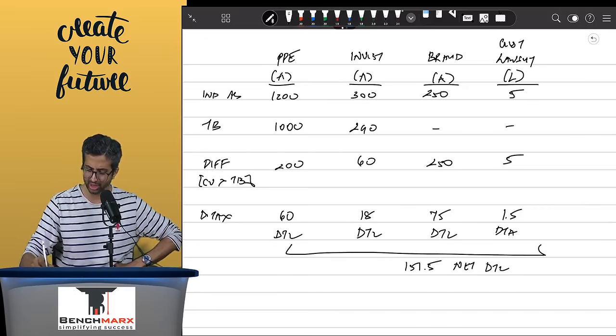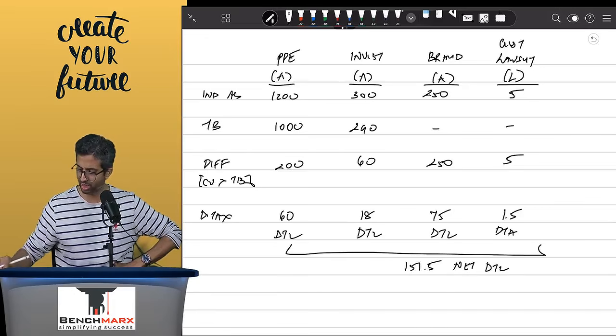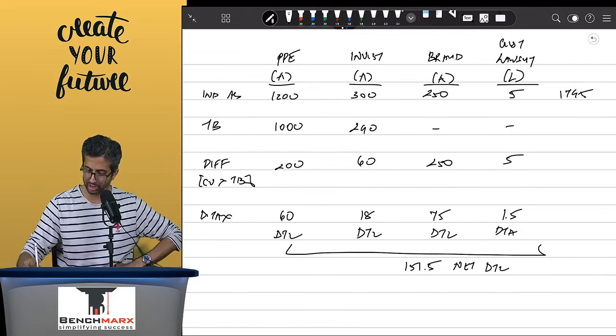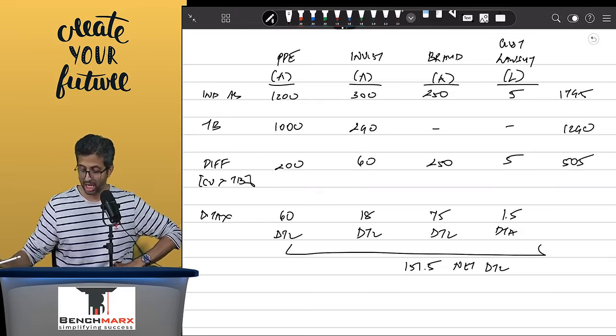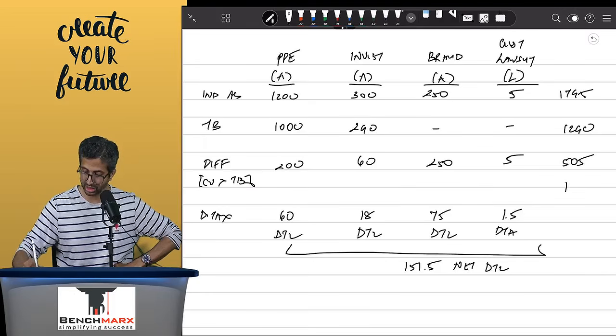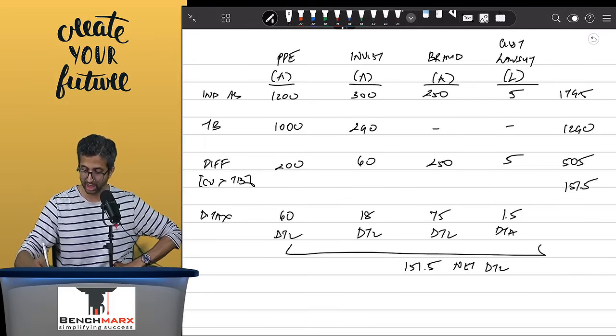They have said all assets minus liability, so that is 1200 plus 300 plus 250 minus 5, because it is a liability. So this is 1745, and this is 1240. The difference over here is probably 505, and 505 is where net assets are greater, into 30% will still give you 151.5, which is a deferred tax liability.